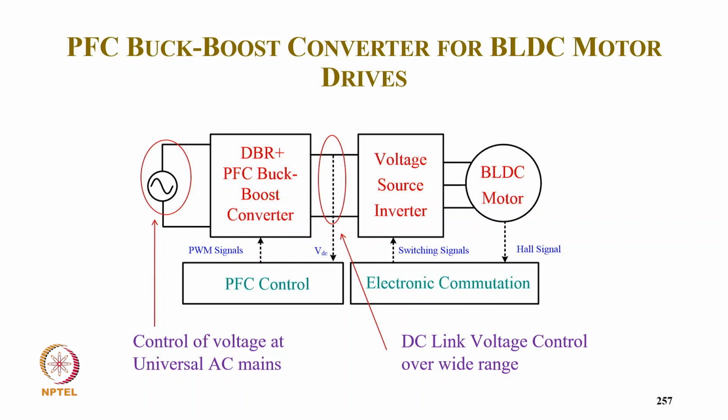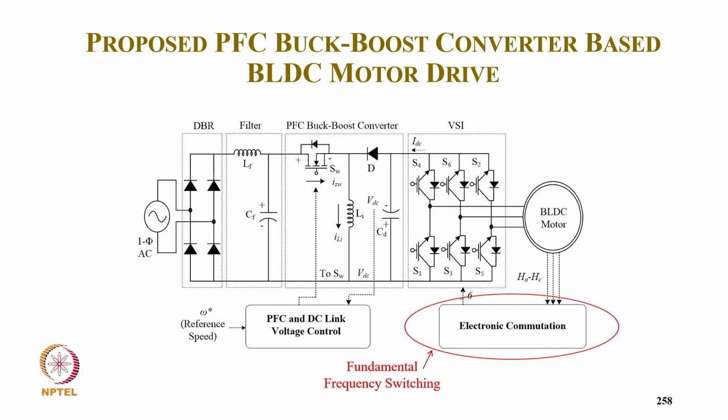In order to sense the current, so 2 current sensors are eliminated. Only position sensors are required to give the switching signal in electronic commutation mode. So this is typically how we really go here. So here we have a PFC buck boost converter. So after diode rectifier, we have an EMI filter Lf, and then we have a PFC buck boost converter.